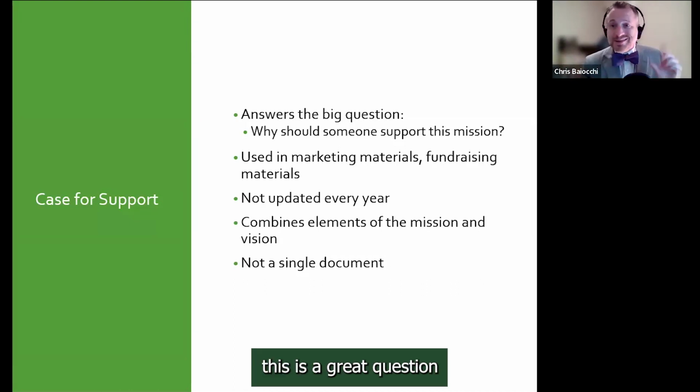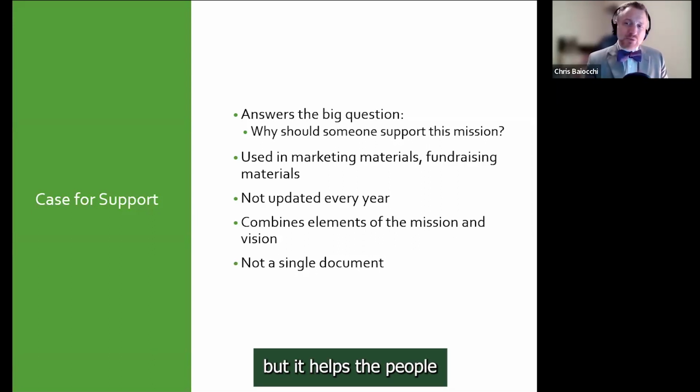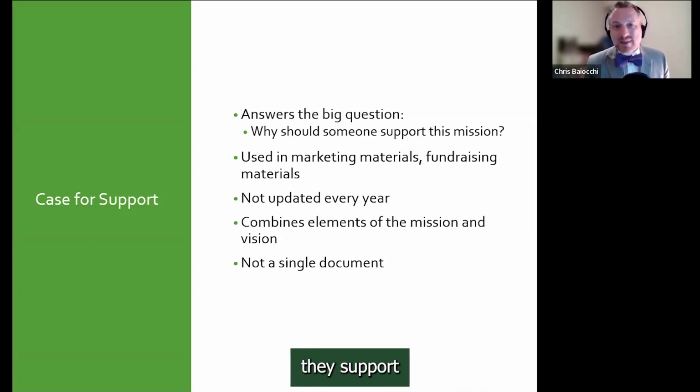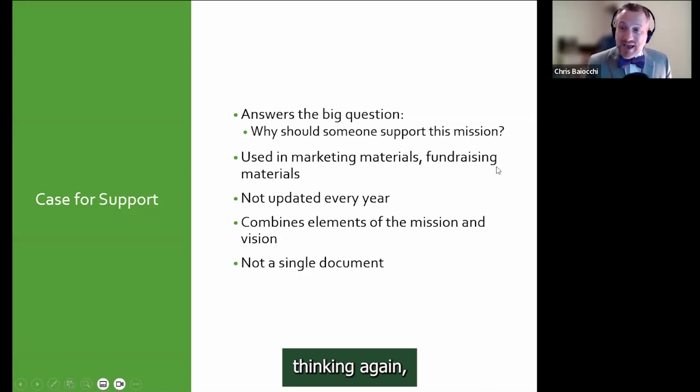Side note, this is a great question to ask existing donors, to ask volunteers, to really get their opinion about why someone should support this mission. Not only does it give you good content, but it helps the people you're talking to reflect on why they support the organization. And it's always good to get our donors and our potential donors reflecting on their relationship with what we do.